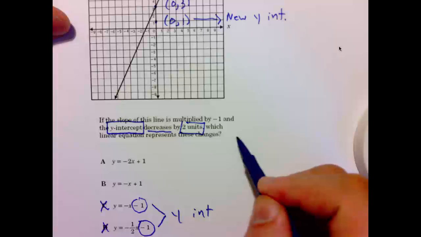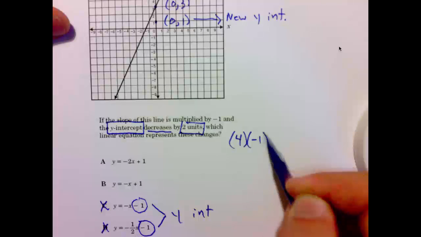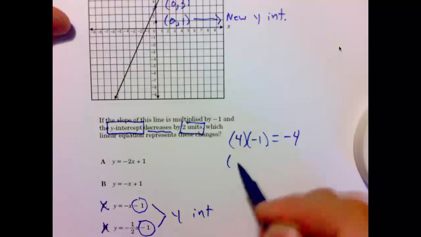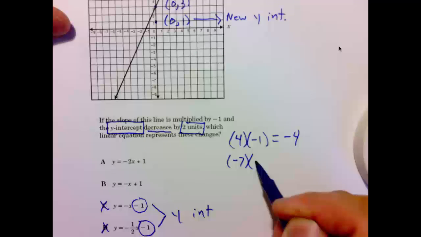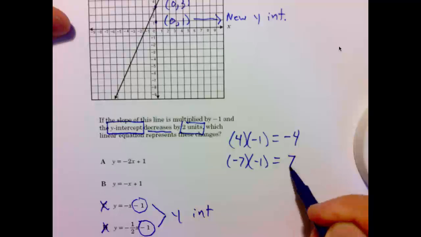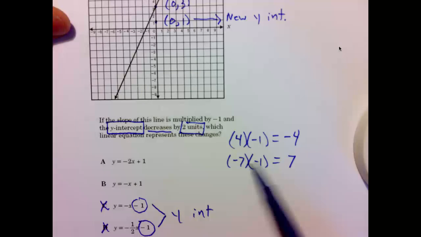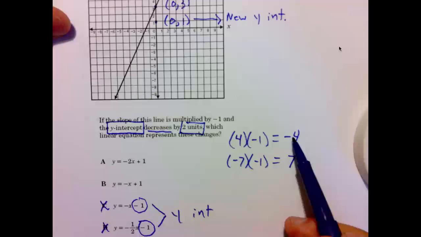Here's what I'm saying. If we took 4 and multiplied by -1, we would receive -4. If we took a -7 and multiplied by -1, we would receive a +7. So, when multiplying by -1, we simply change the sign.